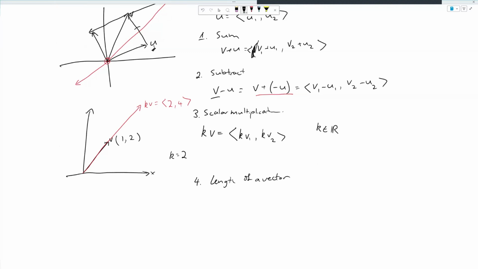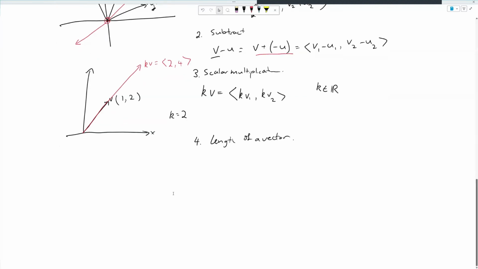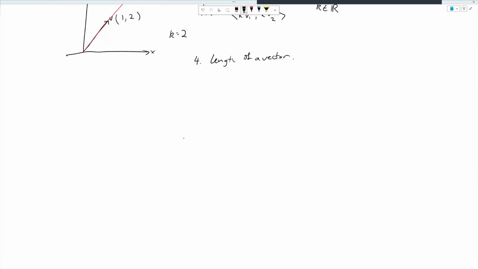Length of the vector. Okay, so the length of the vector is given by Pythagoras theorem. So if I have another vector, let's call this, what's a nice easy one? So let's call this vector 1 and 1. A bit of a rhetorical question is, how would we find the length of this vector?